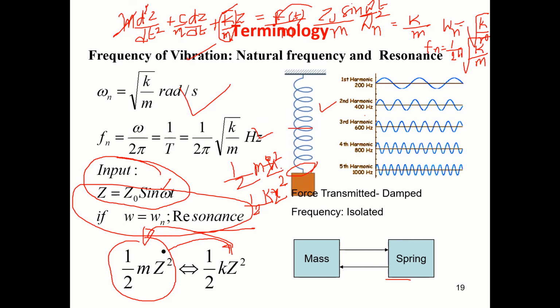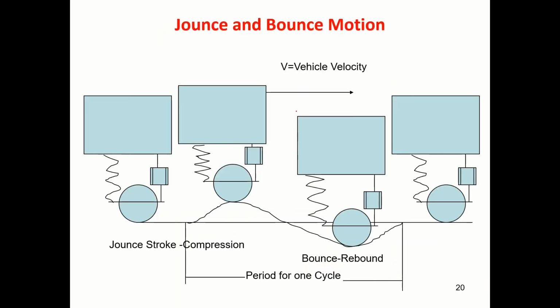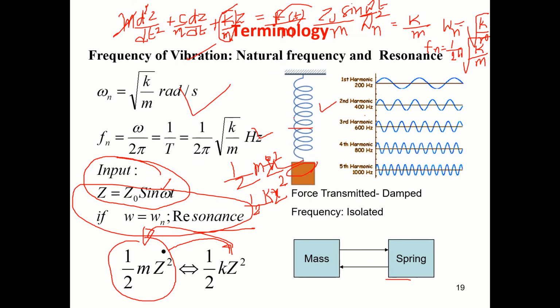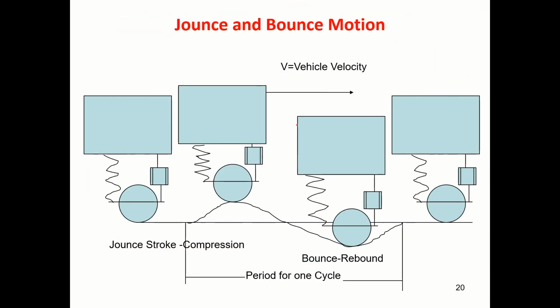But in a system, like in a car, by chance your suspension has only a spring and your sprung mass, you are sitting over there, it hits a bump, then it continues to oscillate. Then nobody would like to travel in a car. This energy has to be dissipated. Okay, dissipated.